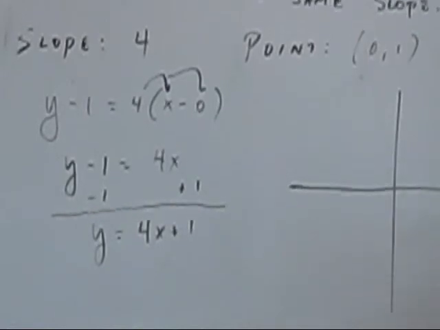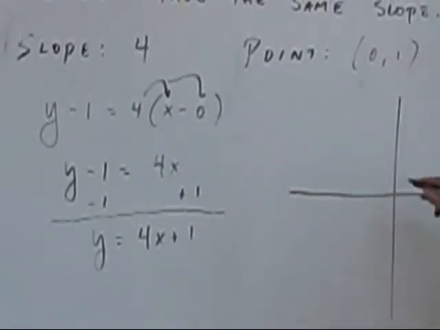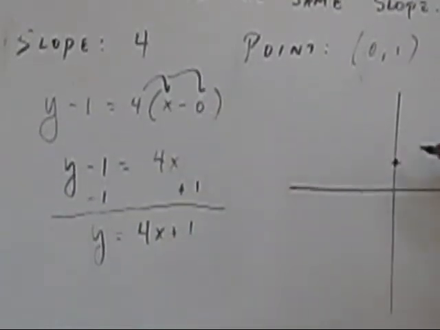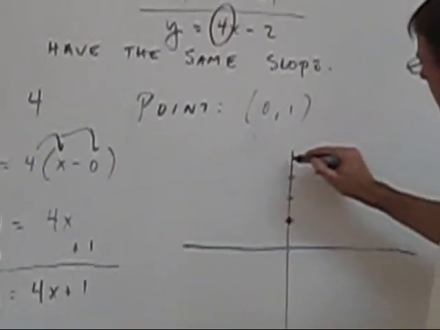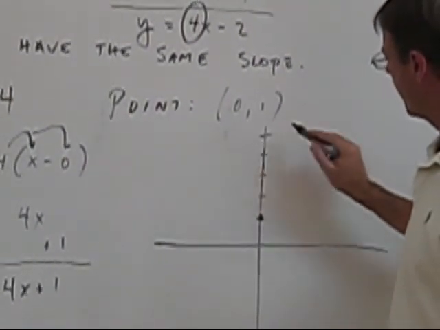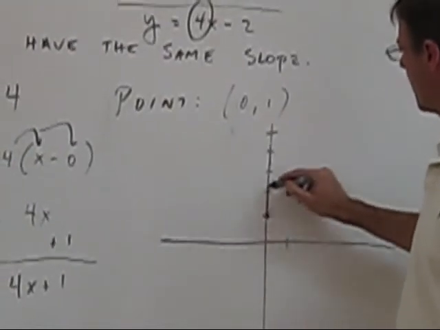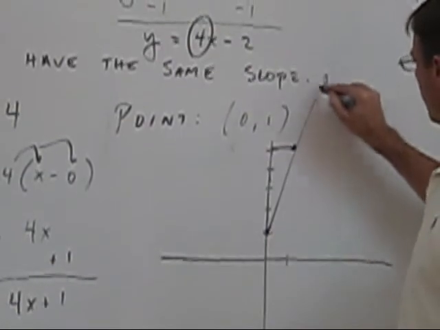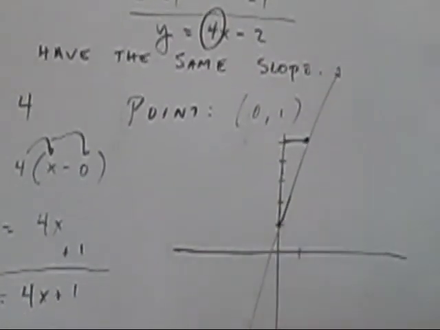Let's graph that. I have my point 0, 1. And then I have a slope of 4, so I go up 4 and over 1. So up 4 over 1, that gives me my new point, and we graph it. And that's it.